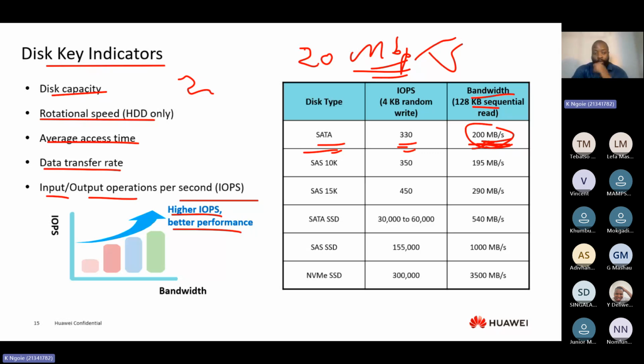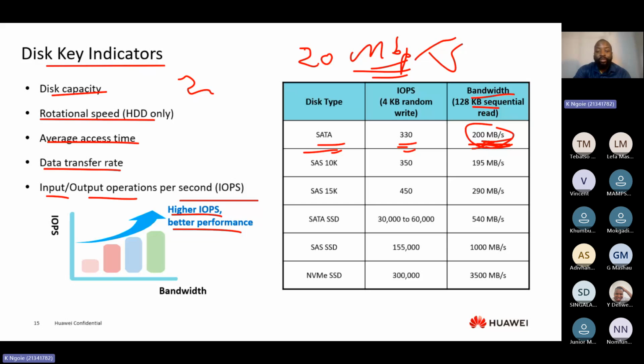You check something else: the rotational speed. But this only applies for HDDs, those hard disk drives, not the SSDs, right? For HDDs the unit is revolutions per minute. So you can find some common speeds, for example, 4,500 RPM. You understand? RPM is revolution per minute. So the higher RPM you have, the faster the data can be accessed.